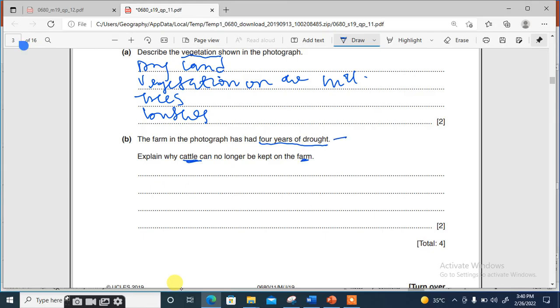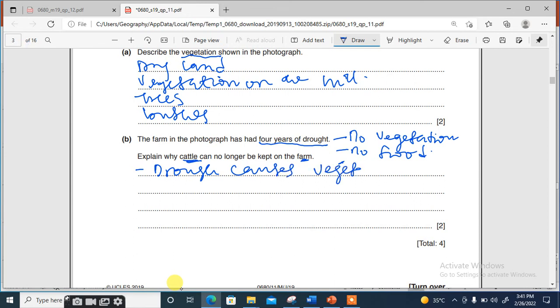Explain why cattle can no longer be kept on the farm. Now, if there is drought, what is the impact of drought? Drought will lead to, first, there will be no vegetation because plants need water to survive. And if there is no vegetation, obviously there will be no food. So there will be lack of food for the cattle. So cattle will no longer be able to live there. So the answer here is drought will cause vegetation to die.